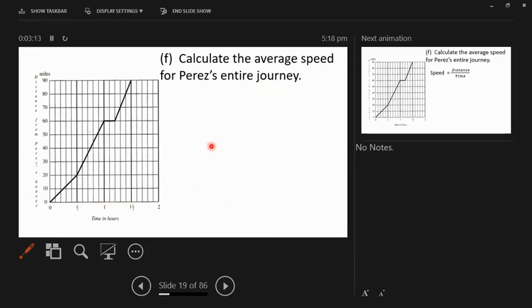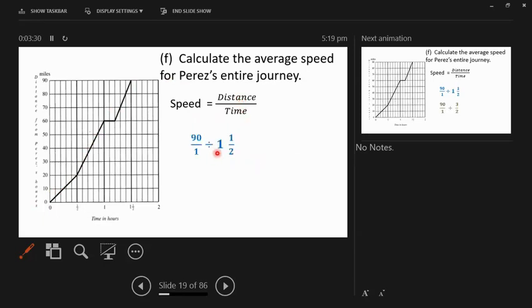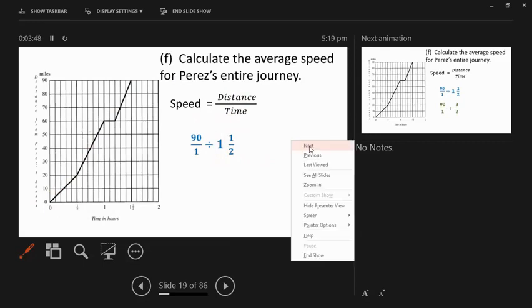Calculate the average speed for the entire journey. So this is the journey here. So the formula for finding average speed is distance over time. So 90 divided by 1.5. The distance was 90 miles. The time was 1.5. What we do is we change the mixed fraction into an improper fraction. 2 times 1 is 2, and 1 is 3 over 2.